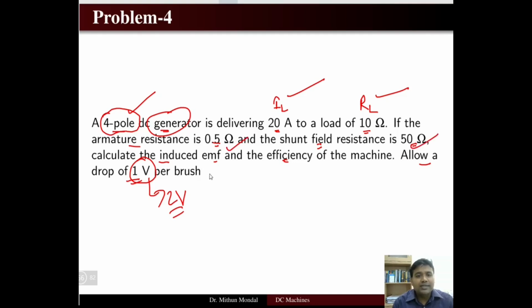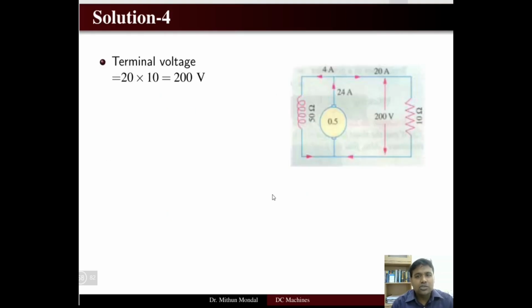You have to determine the induced EMF and the efficiency of the machine. So let us see the solution. Now first you draw the diagram of the DC machine. So considering it is a shunt machine, whenever no information is given on the machine, every time we just consider it to be a shunt machine. Okay, so in the shunt machine you first determine what is the terminal voltage.